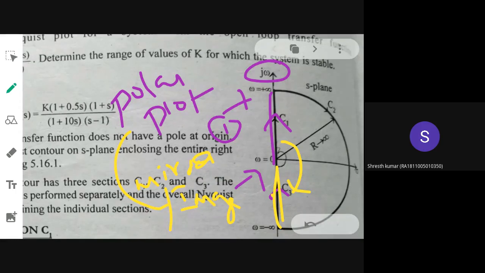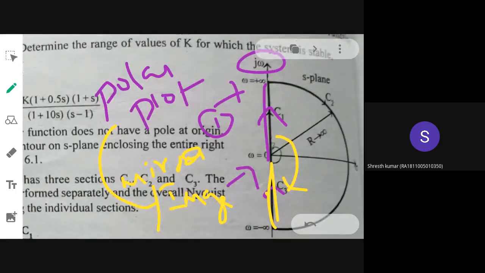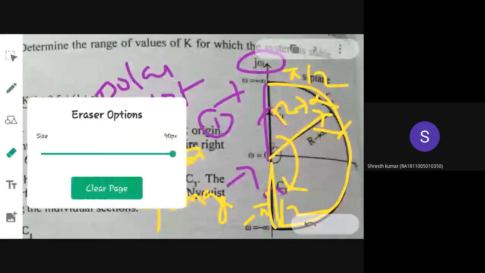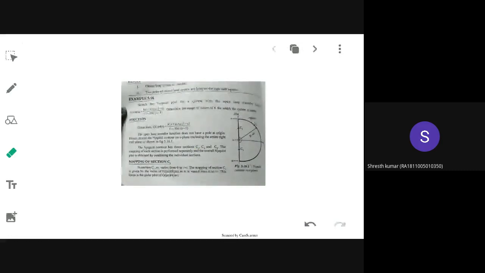And the last segment is this arc segment, that is again an arc which is covering the entire right half of the S-plane, whose radius is infinity and it is traveling in clockwise direction, so the angle here is pi by 2 to minus pi by 2. So the argument will be from plus 90 to minus 90. So for that you have to obtain the map. So let's discuss the mapping one by one.